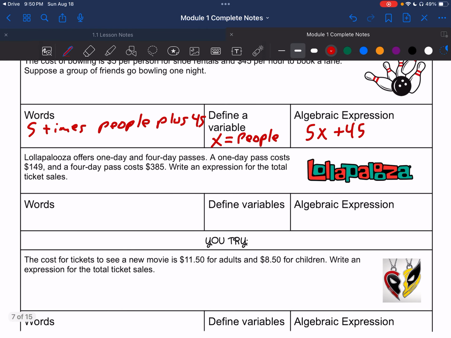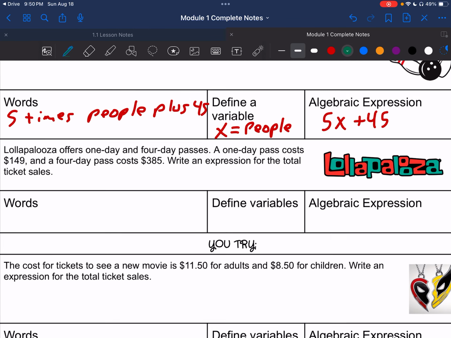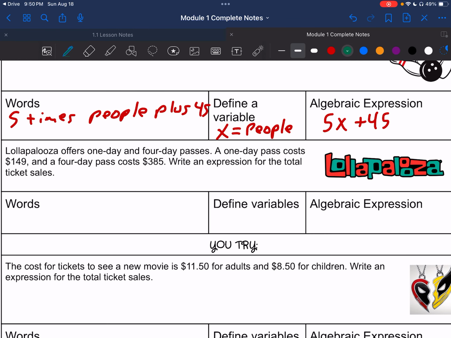Now, Lollapalooza, and these are the actual costs for a 1 day and 4 day passes for the 2024 Lollapalooza this past summer in Grant Park. So Lollapalooza offers 1 day and 4 day passes. A 1 day pass costs $149, and a 4 day pass costs $385. Write an expression for the total ticket sales.